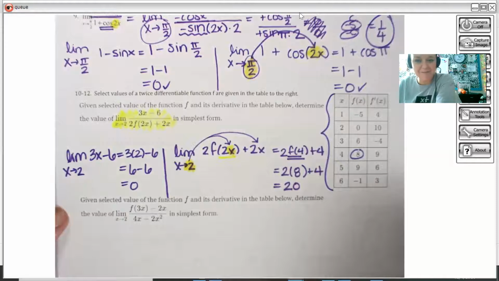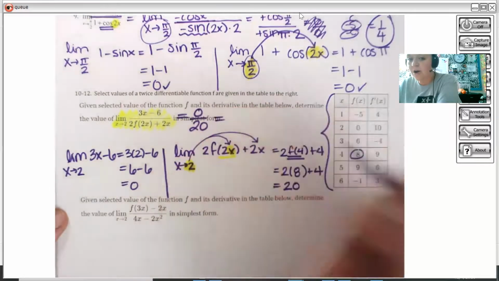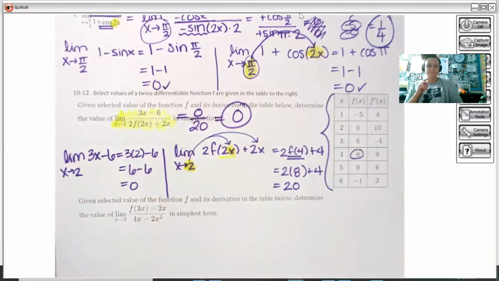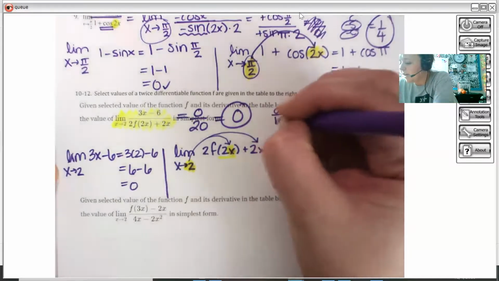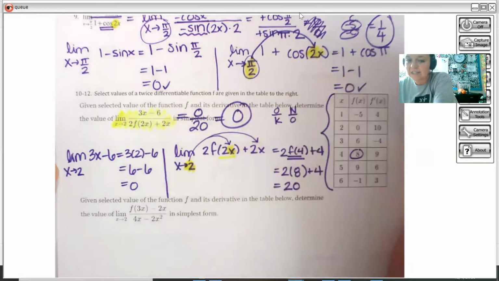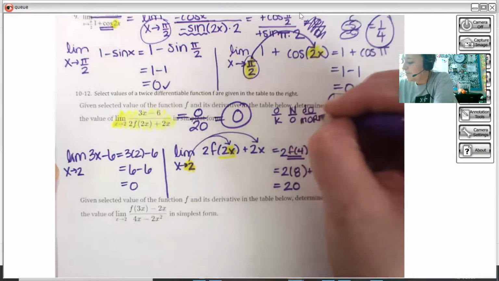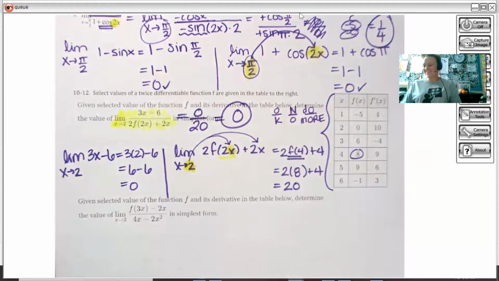That one didn't come out to be L'Hopital's rule. So my answer here would be 0 on top divided by 20 on bottom. 0 divided by 20 gives me 0. Let's try the next one. Now remember again, why did I not use L'Hopital's rule there? Because I didn't get 0 over 0. It's okay to get 0 on the top, your answer is 0. No, you can't get 0 on the bottom. That means it doesn't exist. But if you get 0 over 0, that's when you do more. Okay, 2 more left.